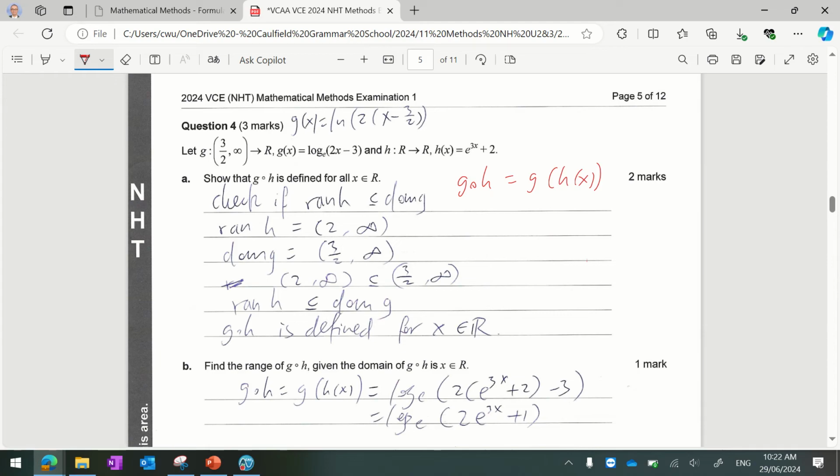There can be one more line of working out. Therefore, if range of H is a subset of domain of G, therefore the domain of G∘H is the domain of H, which is the set R. So there can be one more line of working out. As long as the condition range of H is a subset of domain of G, we can conclude that the domain of G∘H is the domain of H, which is R. It's written here, it's R. Therefore, G∘H is defined for x, x is an element of real numbers.